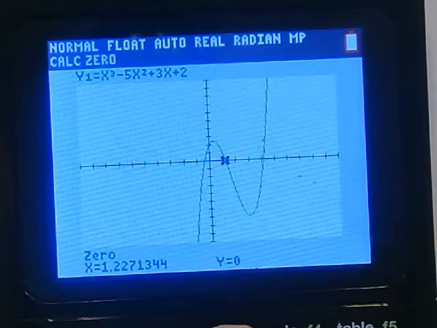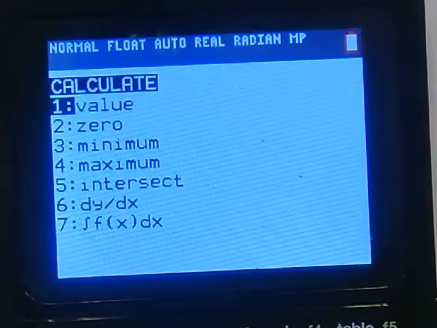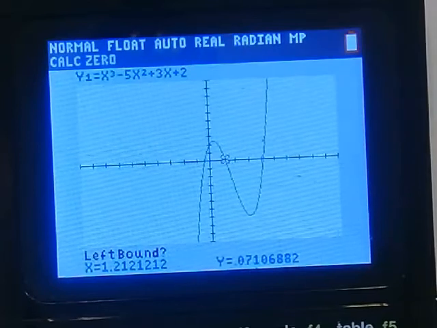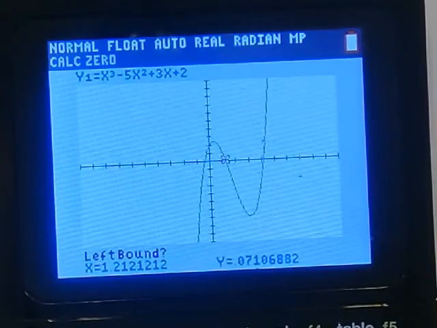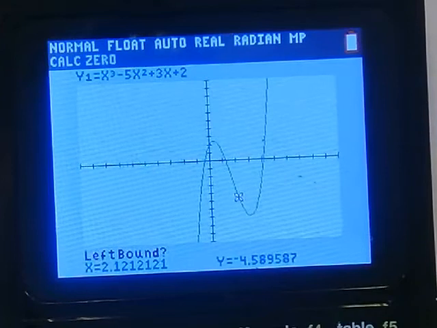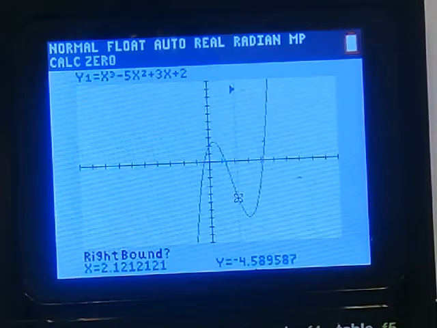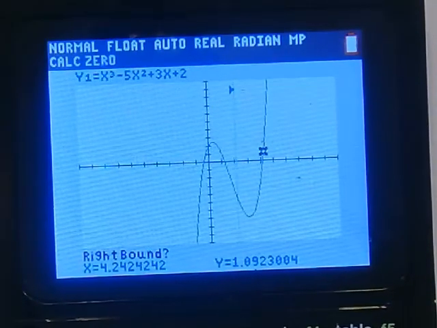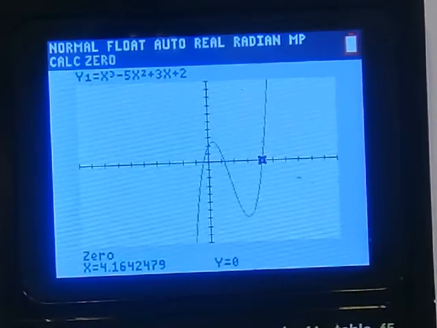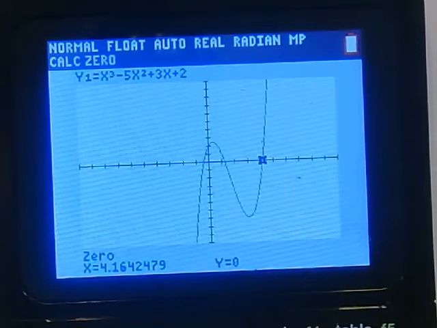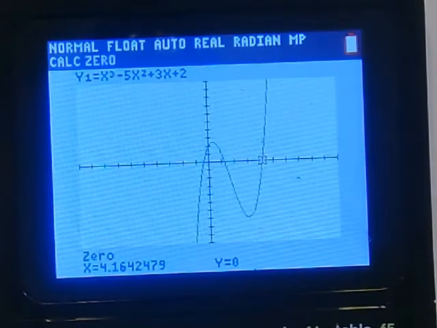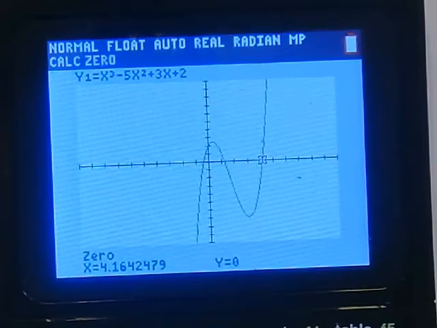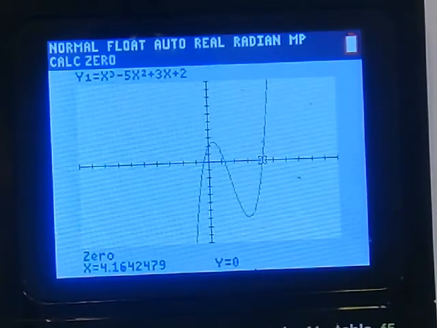Okay. All right, one more zero. So second calc, zero. It's asking me for left bound here, so I'm going to go down just to the left of this, hit enter. Oops, that's not the right spot, but it's all right. I can go down here and enter here. And I've got another zero. You can see by the ordered pair down there it is 4.20. So we've got 3 zeros, okay? And we've got the y-intercept. Now we need to go back and find this relative max and min.